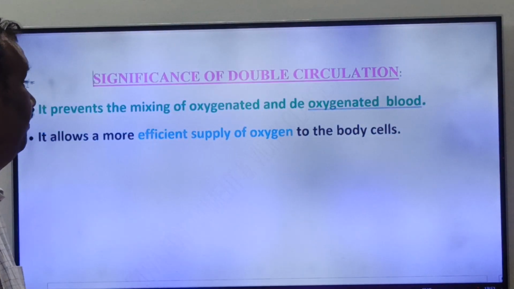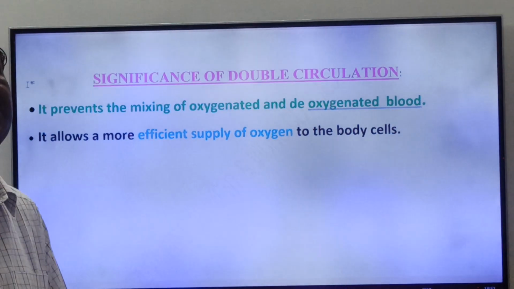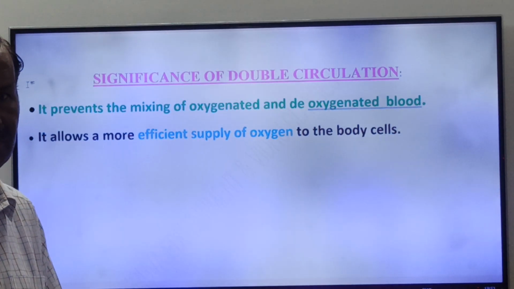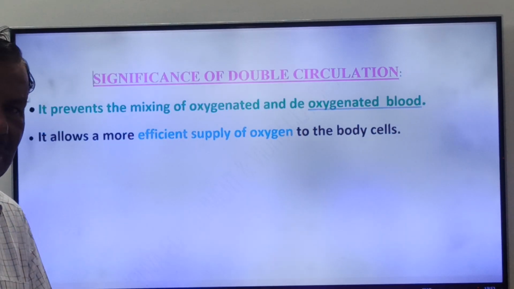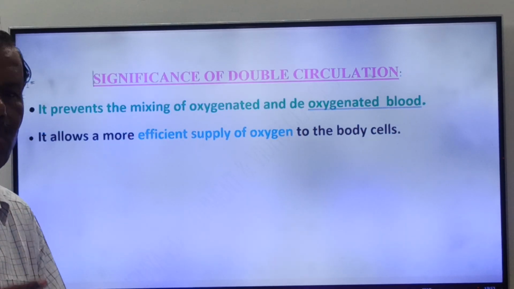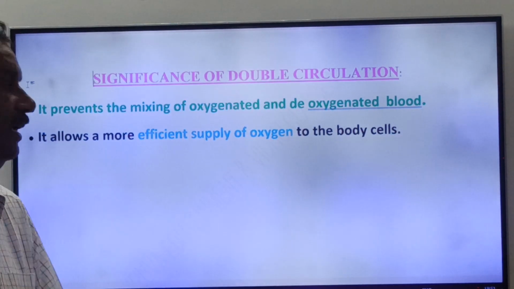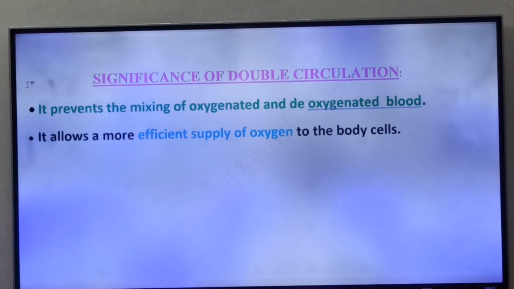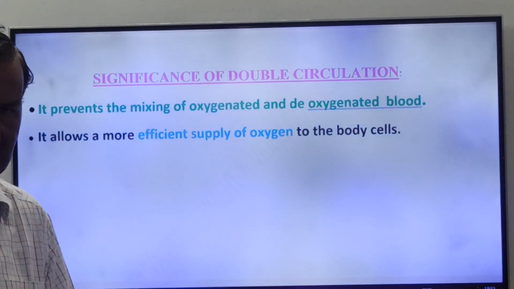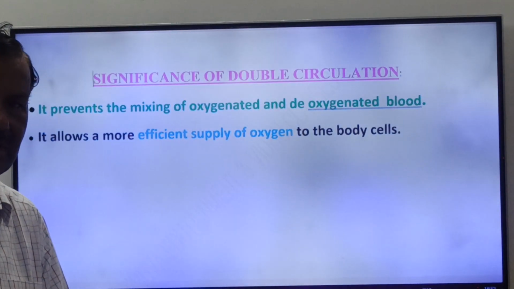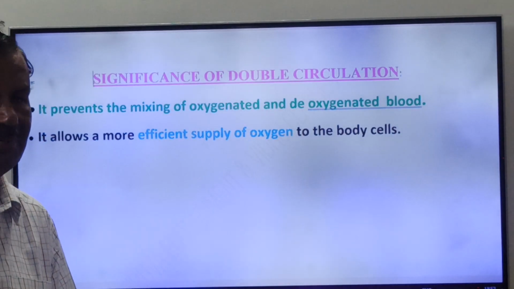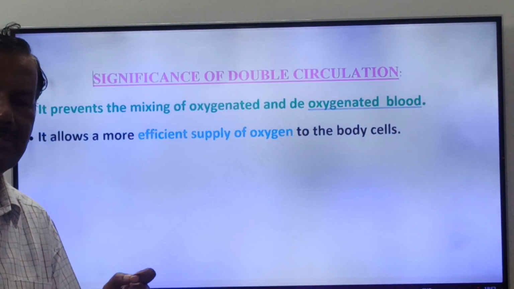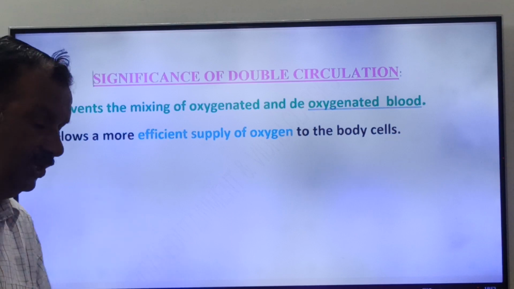It prevents mixing of oxygenated and deoxygenated blood. So what is the importance of the double circulation, friends? Double circulation is preventing the mixing of oxygenated and deoxygenated blood. Next, friends, it allows efficient supply of oxygen to the body cells. This double circulation is allowing what, friends? Efficient supply of oxygen to the body cells. That is about the significance of the double circulation.